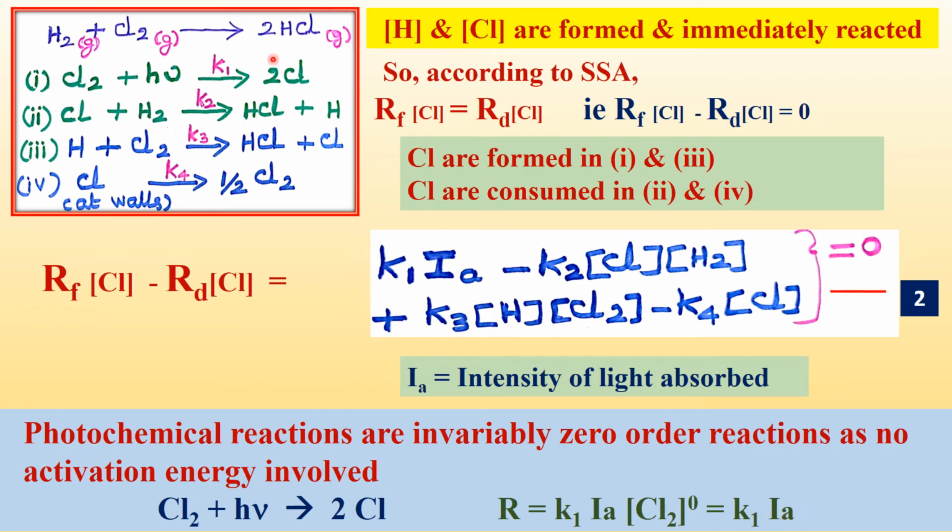Chlorine atom is formed in the first step, and in the second step it is decomposed. Therefore, minus k2[Cl][H2]. Then in the third step, chlorine atom is formed, therefore plus k3[H][Cl2], and minus because in step 4 chlorine atom is consumed, therefore minus k4[Cl]. This equation is called equation 2.